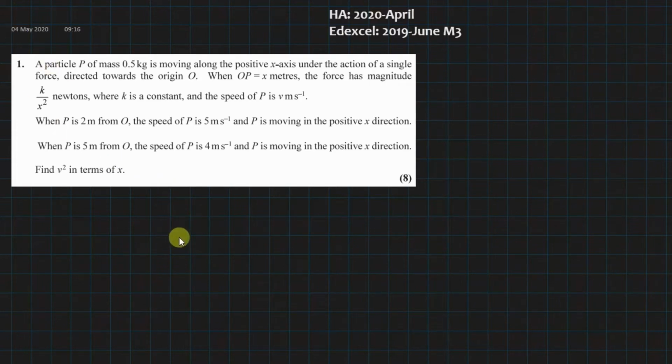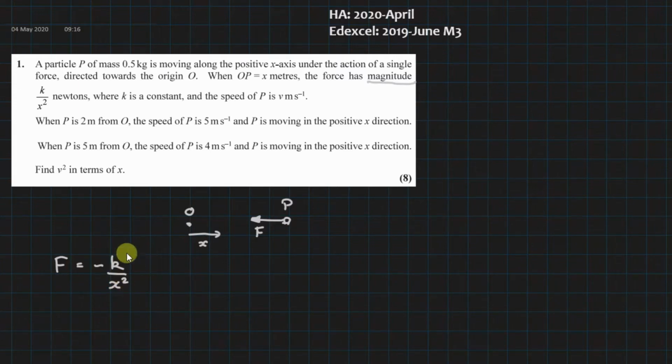It says a particle P of mass 0.5 is moving along the positive x-axis under the action of a single force. So we've got our origin and the particle P, moving in the positive x direction under a single force directed towards O. So the force is acting in the opposite direction. They tell us the magnitude of the force is k over x squared. That's the magnitude. It doesn't include the direction. So the F here is equal to negative k over x squared.